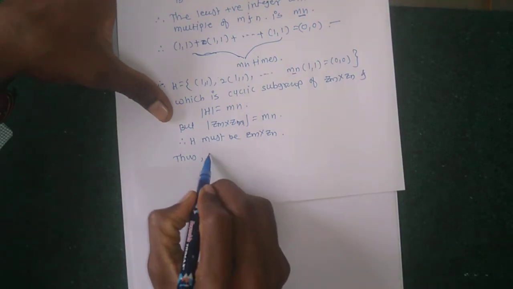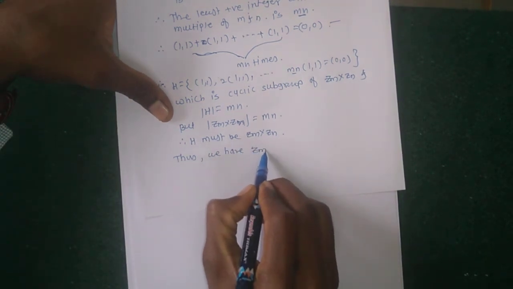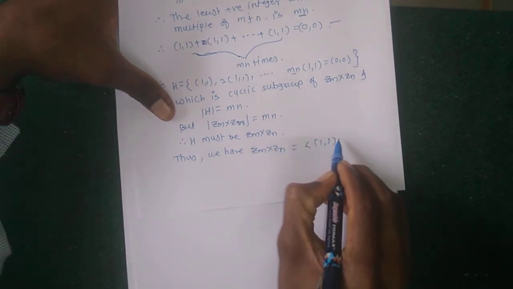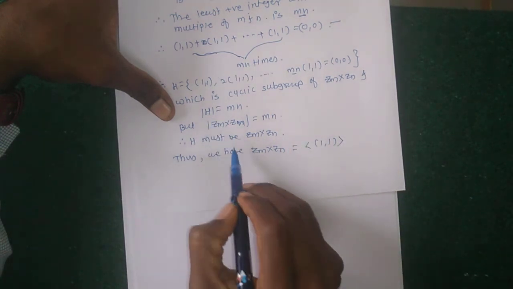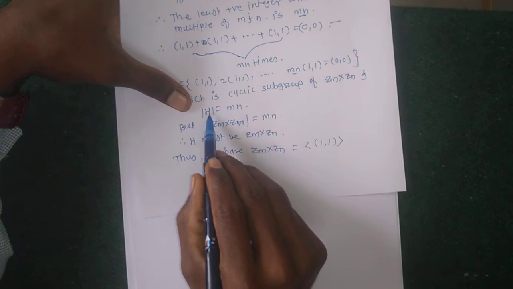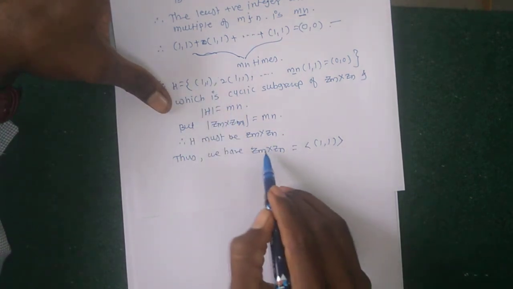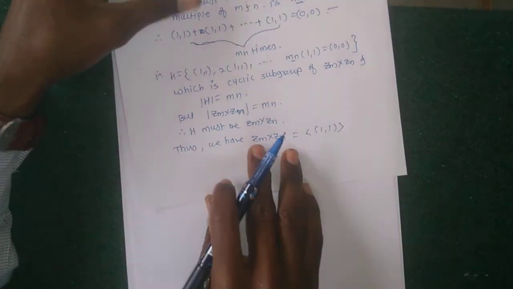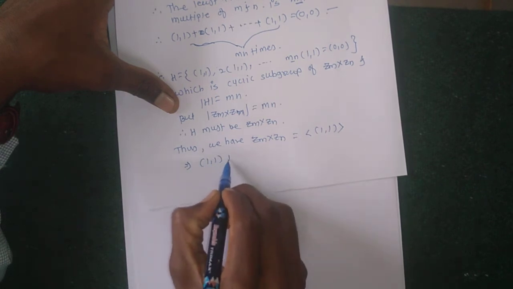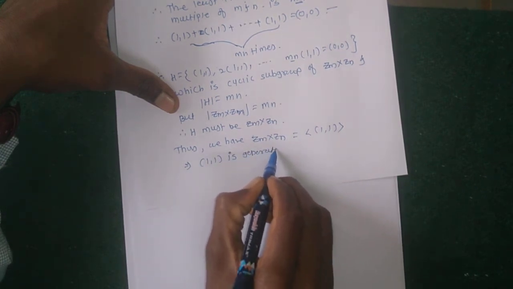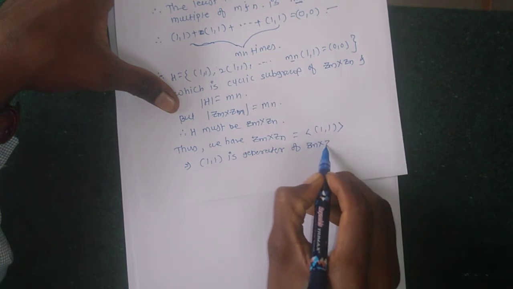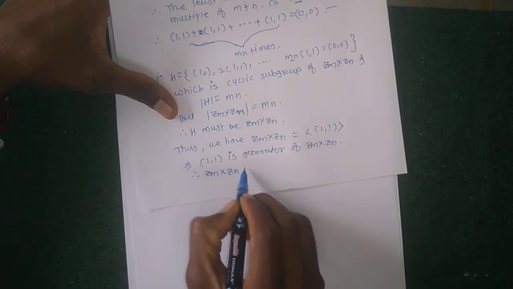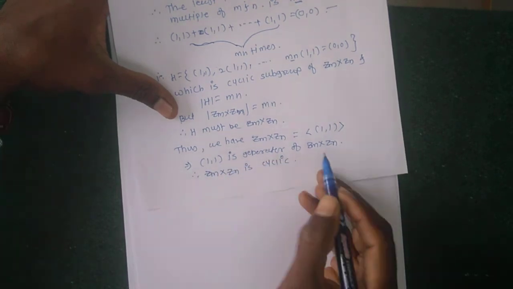Thus we have Zm cross Zn is generated by the ordered pair (1,1). Why? Because H and Zm cross Zn are the same, and H is generated by the ordered pair (1,1). So Zm cross Zn must be generated by (1,1), which implies that the ordered pair (1,1) is a generator of Zm cross Zn. Therefore Zm cross Zn is a cyclic group.